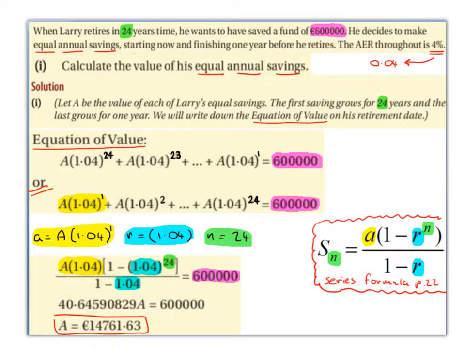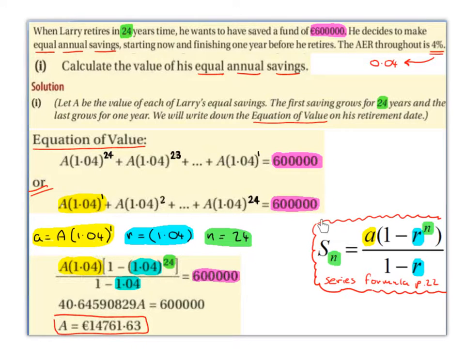The second saving grows for 23 years, the next one for 22 years, the next one for 21 years, and so on, down as far as the last saving, which grows for 1 year. And all of these 24 savings added together equal €600,000. So we can rearrange this so that the last one is written first and the first one is written last. So we have A times 1.04 to the power 1 plus A times 1.04 to the power 2 plus ... A times 1.04 to the power 24. And that again is equal to 600,000.